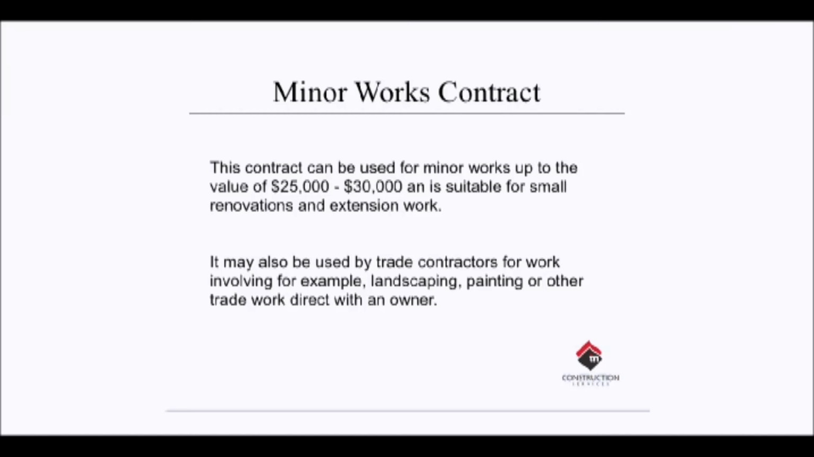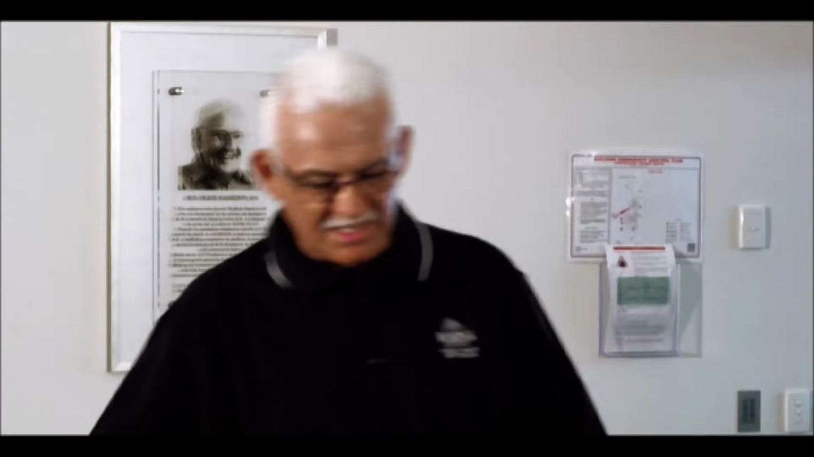The next one is a minor works contract, worth up to the value of $30,000. A little bit bigger in contract, it has a few more terms and conditions in it. Minor renovations would be a good one to use this for. Once you get over minor renovations, you're talking major renos or a complete building, and then you have to start dealing with residential building contracts.